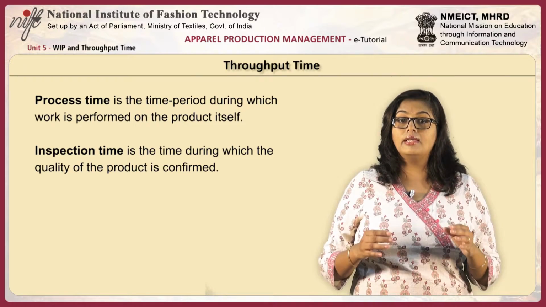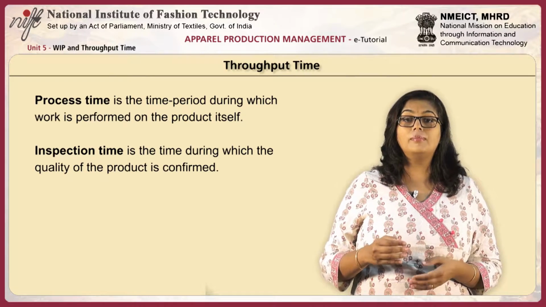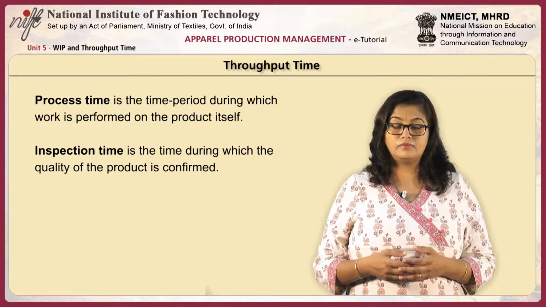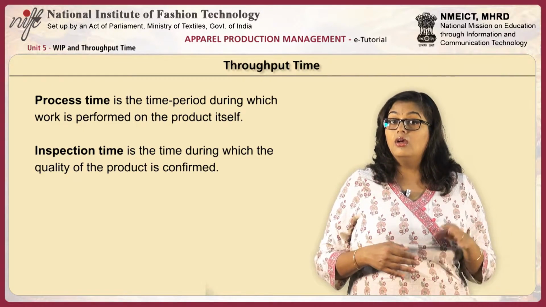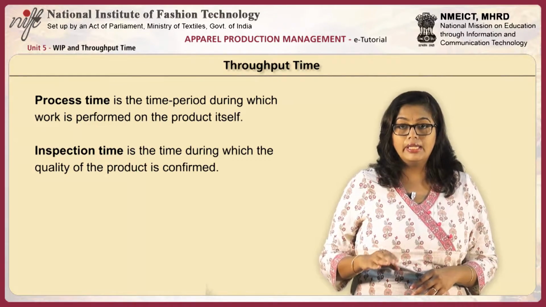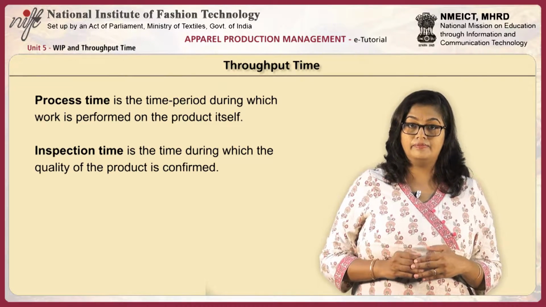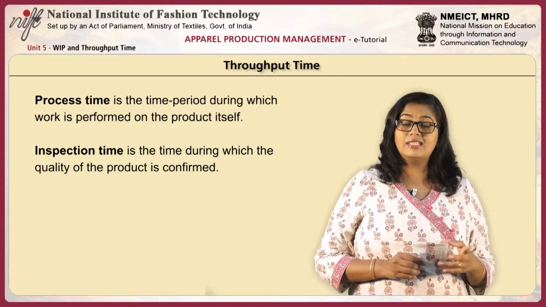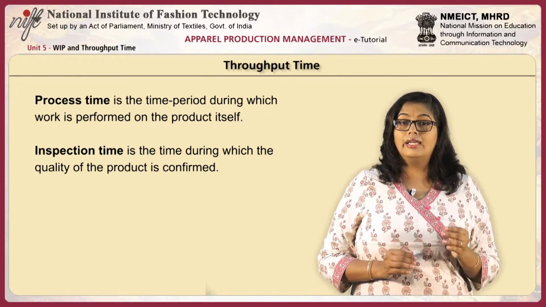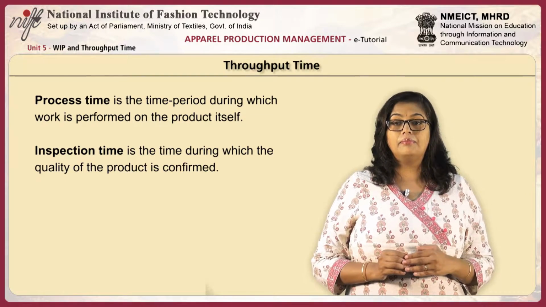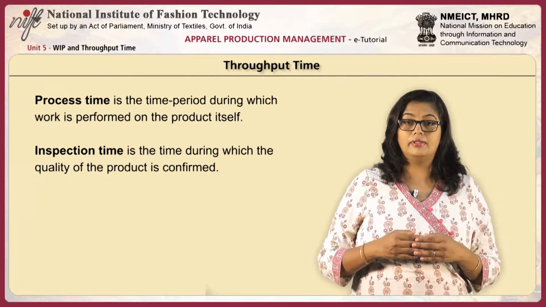Process time is the time period during which work is performed on the product itself. That is the value adding part of it. I repeat, process time is a time period during which work is performed on the product itself. The second part of it is inspection time. Inspection time is a time during which the quality of the product is confirmed.